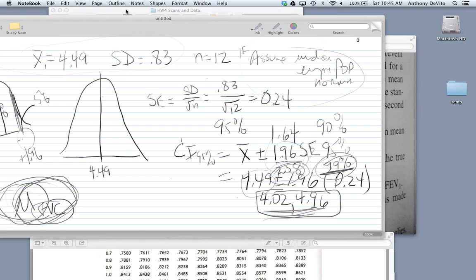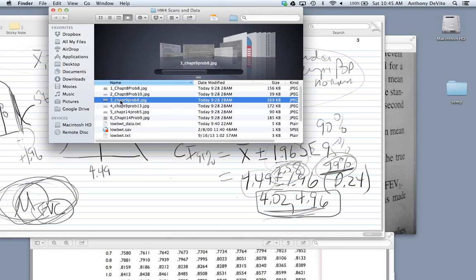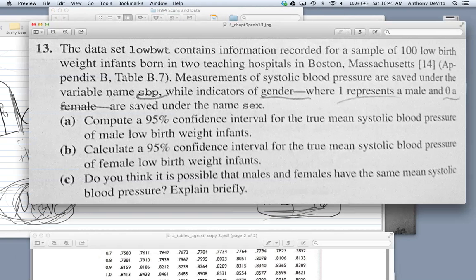Okay, so I'm going to leave the other part of that problem, which is basically just repeating what we just did, except using the FEV1. I'm going to leave that up to you guys. Let's take a look at this next one.